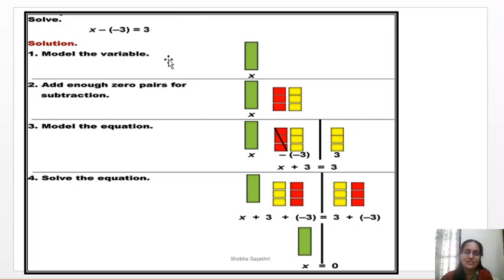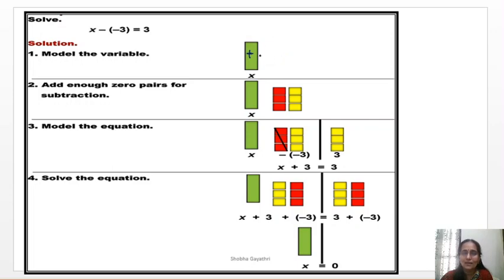Let us visualize one more sum, a subtraction sum. Here the sum is given as x minus 3 equals 3. Minus means you have to take away a minus number here. First of all, you model the variable. Let us represent x with the green strip. The green strip represents plus x. You have to take away minus 3 here.